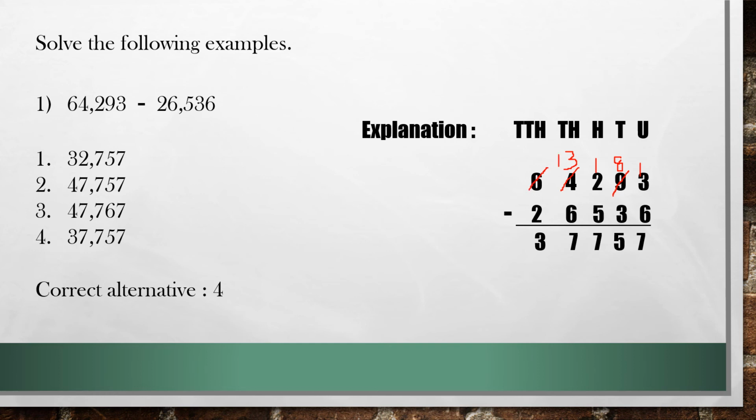Now it will become 13. 13 minus 6 gives me 7. Now this had become 5 because we had borrowed from 6. So 5 minus 2 is 3. So what is the correct answer? 37,757. Option number 4 is the correct alternative. I hope this much is also clear.